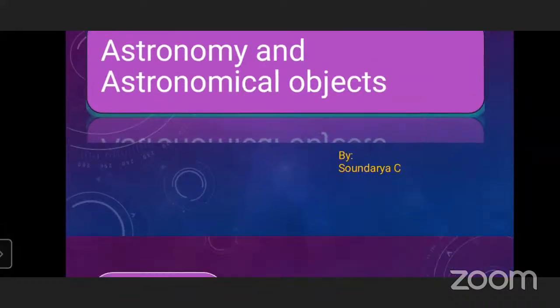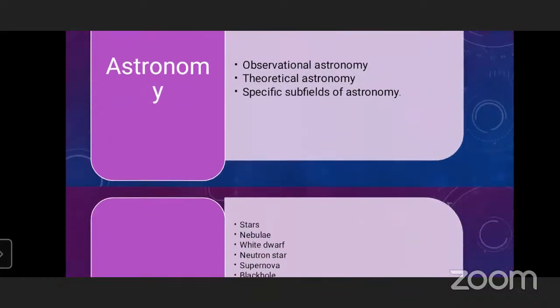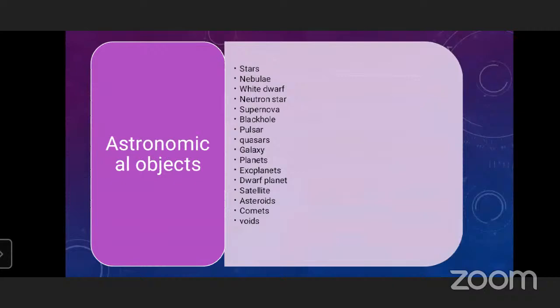And this is all about space and space objects. In this module, we are going to see about astronomy and about observational astronomy, theoretical astronomy, and some specific subfields of astronomy, and many astronomical objects like stars, nebula, white dwarf, neutron stars, etc.